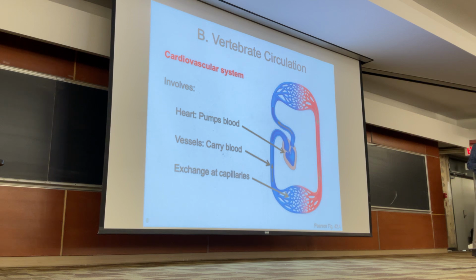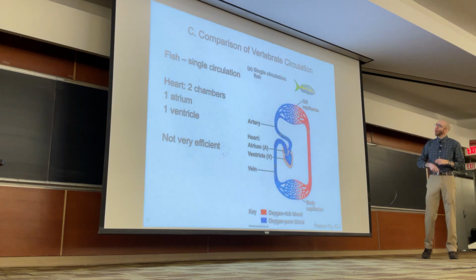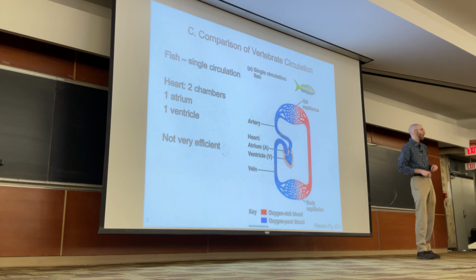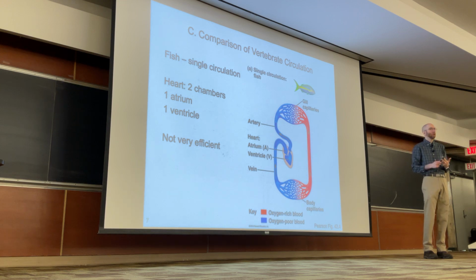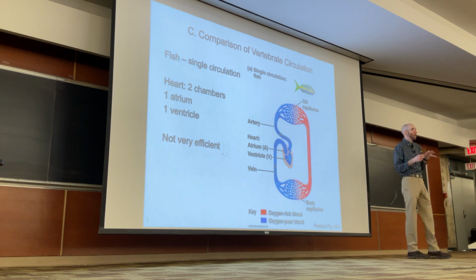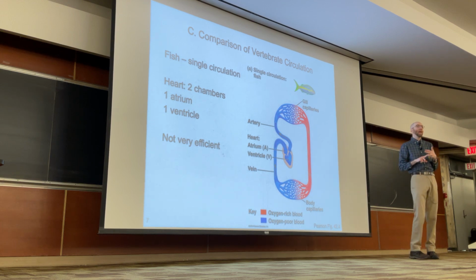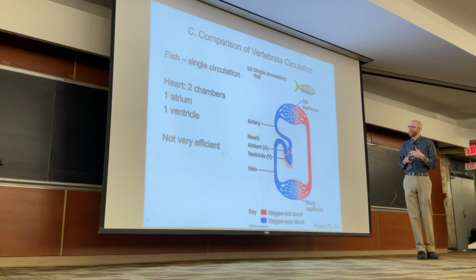The actual structure of the systems is going to be a little bit different, and there's going to be variations on the same theme, but they're all going to have these things. So we're going to look at a few different vertebrate circulatory systems. This is kind of our second layer of comparison. Right, we can compare and contrast open and closed circulation, and then within closed circulation, we're going to look at the fish, the amphibian, and the mammalian circulatory systems.